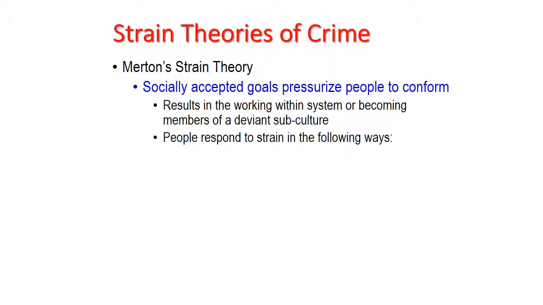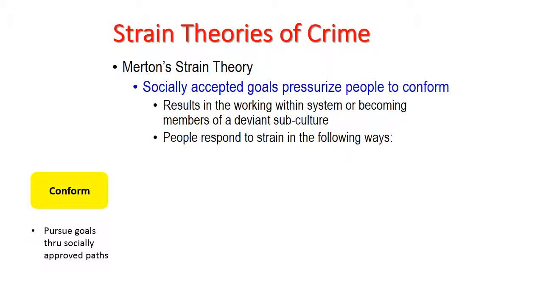He suggests that when people are unable to conform to these goals, they either learn to work within the system by changing their goals, or they may become members of the deviant subculture by accepting and rationalizing social norms that are not what is widely accepted within the society. He then suggests when faced with this kind of strain over the long term, people respond to strain in one of the following five ways.